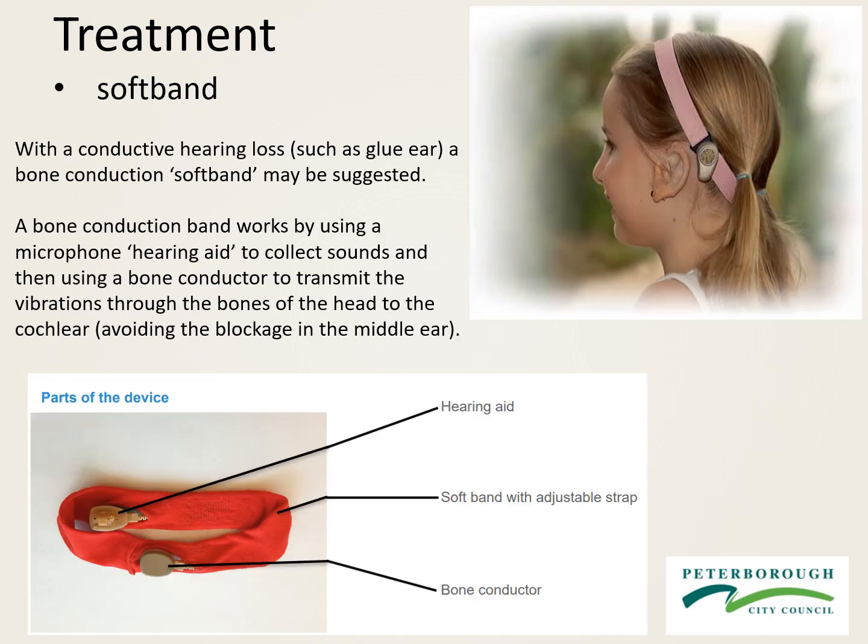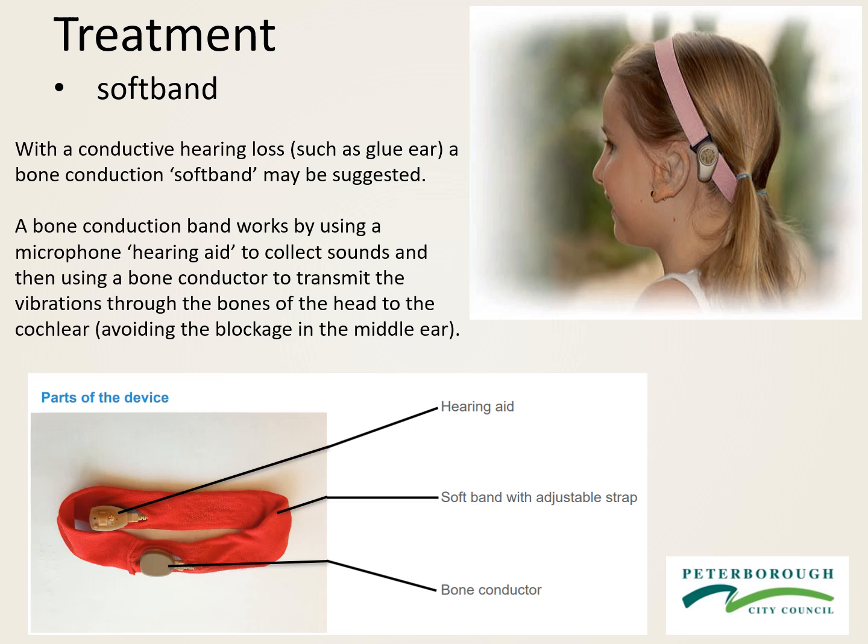A bone conduction soft band like the one that's shown on the slide might be suggested as a possible treatment option. The soft band consists of three parts. The hearing aid, which consists of a microphone, a volume or vibration control and a battery drawer, a bone conduction unit, and the headband itself.